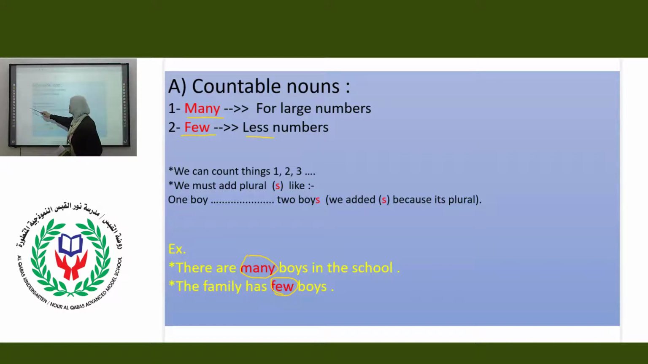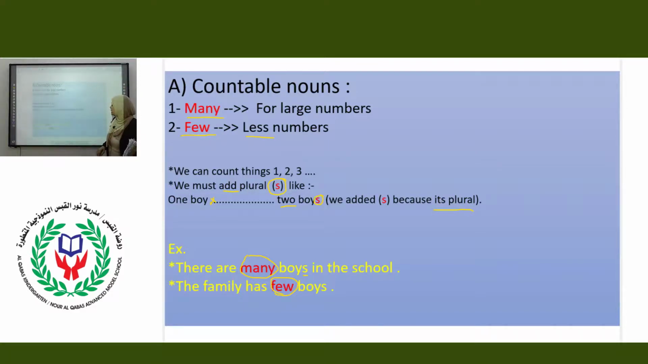And look at this note. We can count things like 1, 2, 3, 4, 5. So when we count anything, we must add plural s. Like this, boys. So we have 1 boy. We don't put the s because we talk about 1. But if we have more than 1, we use the plural like this: 2 boys. We add the s because we talk about plural.